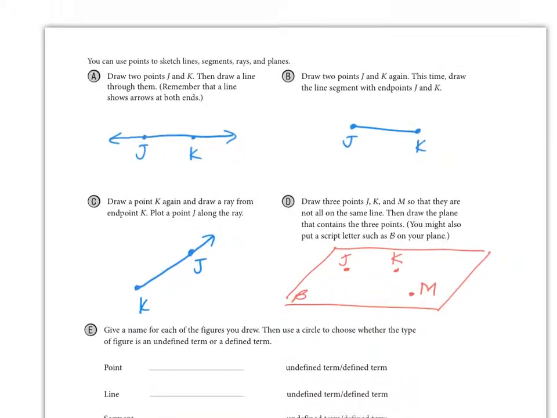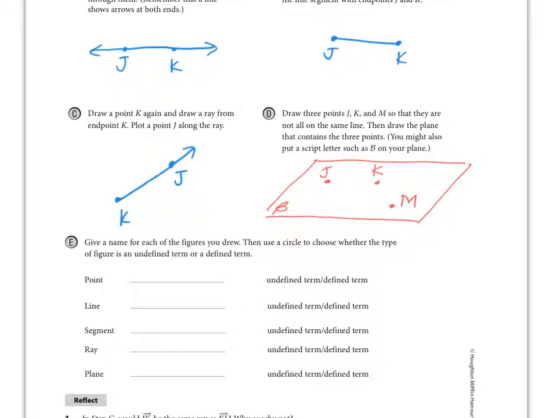In part E, we're going to go ahead and label or come up with the names for everything that we drew up at the top. So our points, we would have to say the word point. So we would say point J, K, M. If we're referring to each of those separately, we would say point J, point K, point M. But it's okay to just list them if you're only talking about points and there's multiple points.